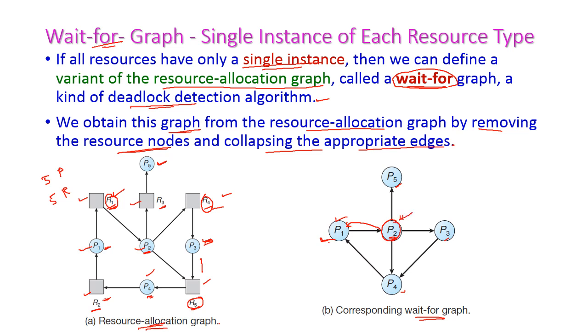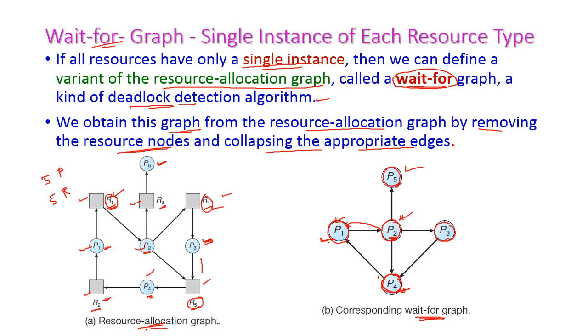Process 3 has to wait until process 4 completes its execution. That is, process 3 is depending on process 4. And process 4 is depending on process 1. Process 5 is not depending on anything. Likewise, we have to create the wait for graph.